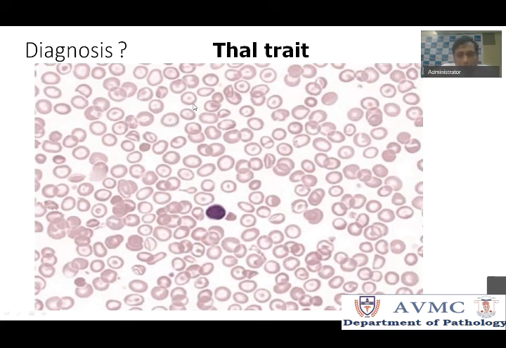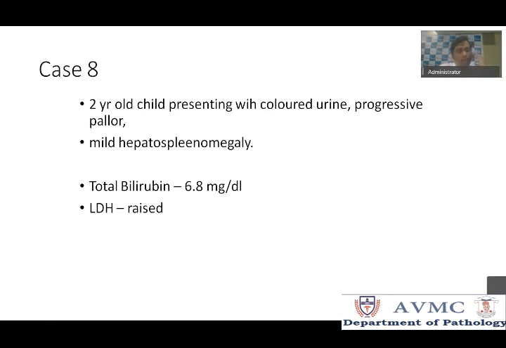Here, the predominant population is target cells. Okay, so there are many target cells here. So that is how you differentiate: many target cells and less anisopoikilocytosis. And if you do a reticulocyte count, you find many reticulocytes here compared to iron deficiency anemia. Okay, so that is how you differentiate between iron deficiency anemia and thalassemia trait.